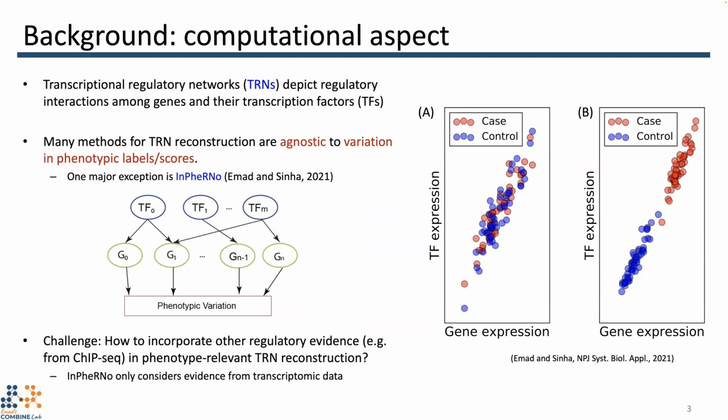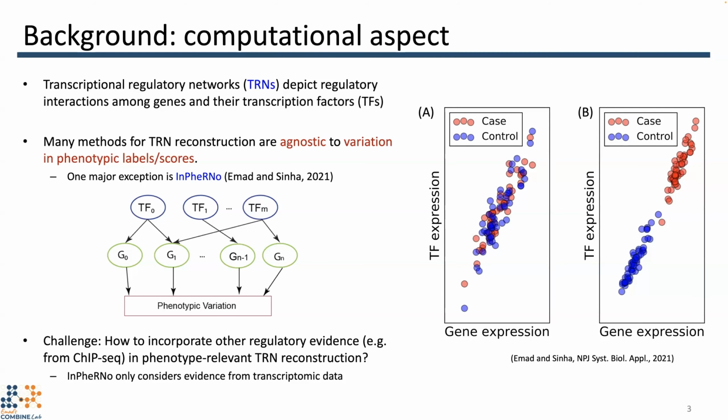birth disorders. Many methods have been developed to reconstruct TRNs, but most of them do not relate TRNs to the variation in the phenotypic labels or scores, making it difficult to identify phenotype-relevant TRNs. To illustrate this challenge, let's consider an example that involves 2 conditions, case and control. In both conditions, there may be a linear correlation between the expression of a gene and the TF across all samples. However, the relationship in one condition, as shown in Figure A, may not be relevant to the phenotype, while the relationship in the other condition, shown in Figure B, is likely to be phenotype relevant.